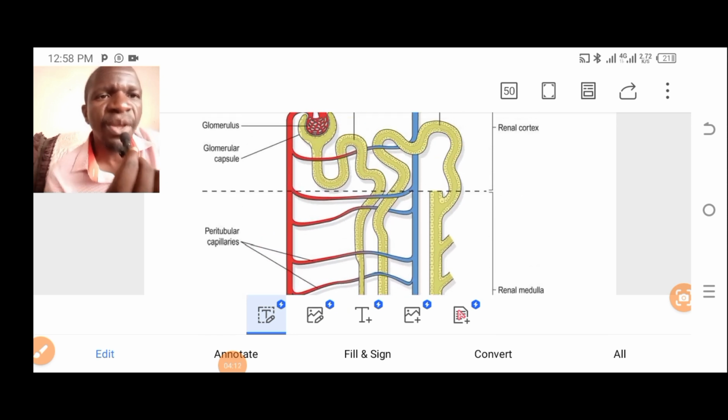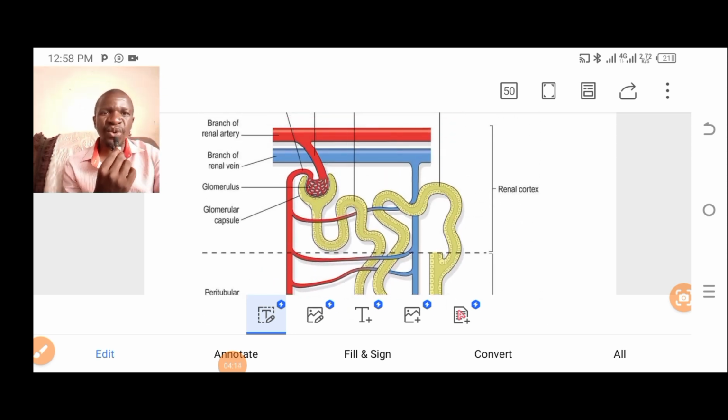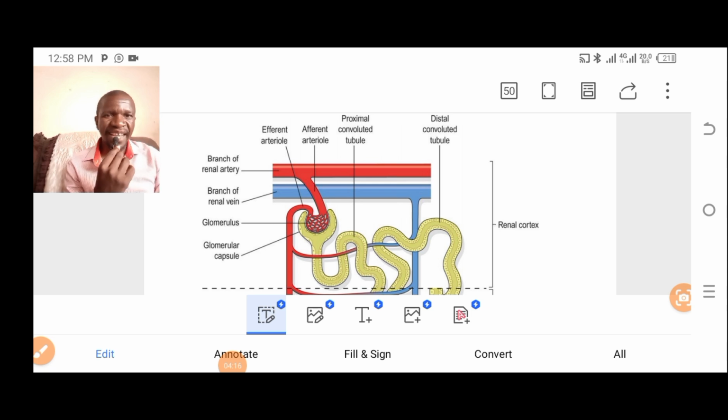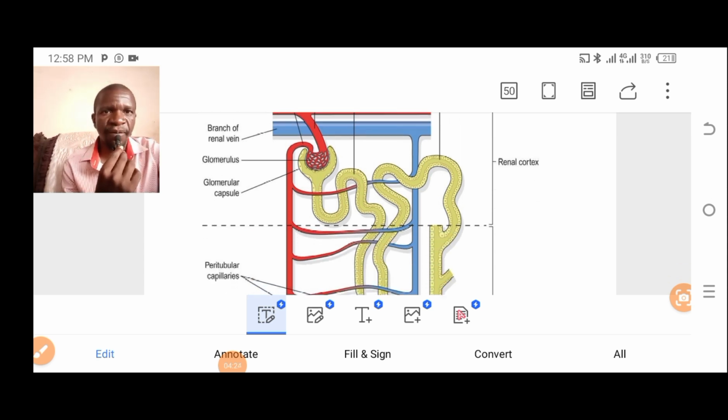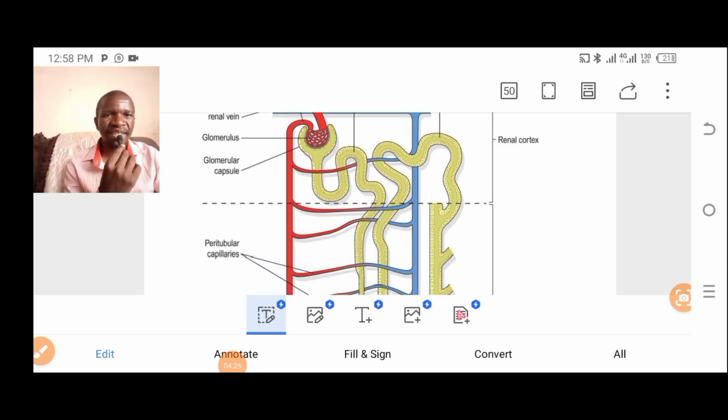You must be able to draw your nephron. It is a very important diagram. Paste it on the wall, and as you are sleeping or as you are seated, you are looking at your diagram, and then continue practicing as well until we meet after this break.